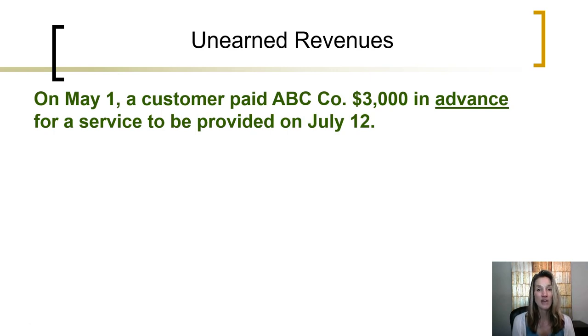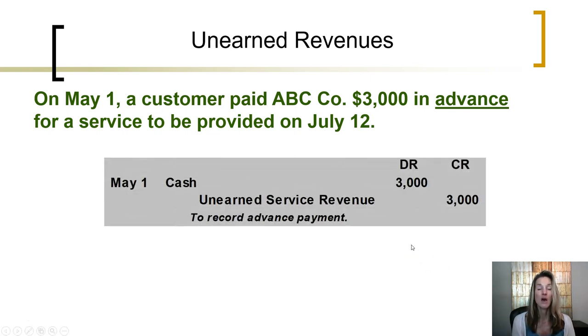Unearned revenues are another short-term or current known liability. On May 1st, a customer paid ABC $3,000 in advance for a service that would be provided on July 12th. On May 1st, ABC debits their cash to increase it when the cash is received. But on May 1st, they cannot record the revenues because they haven't provided the service for which the customer has paid. So they have to record a liability.